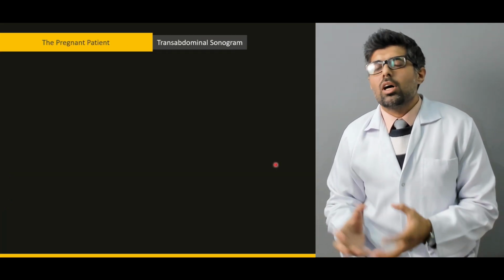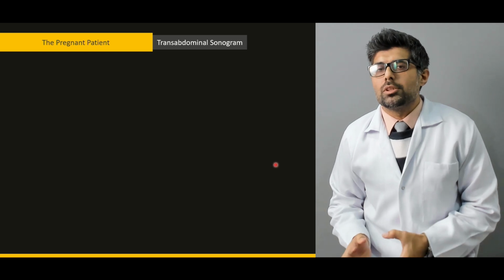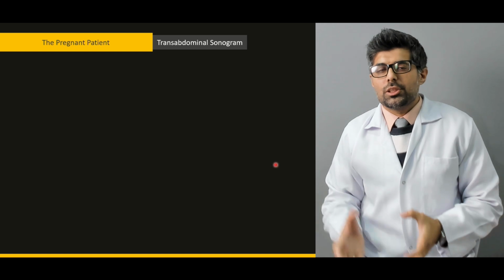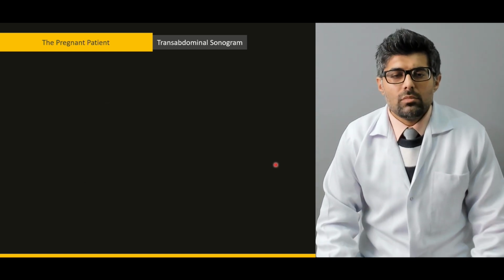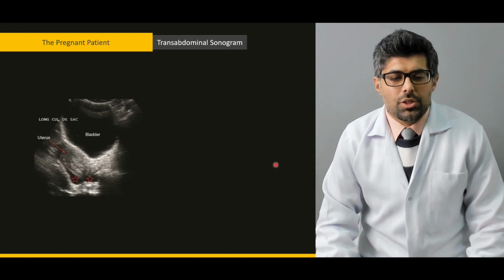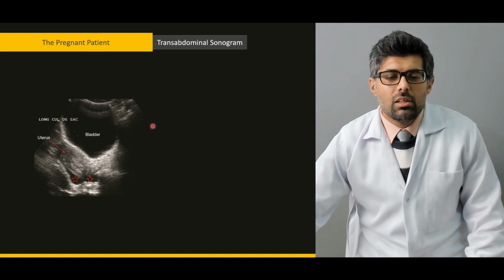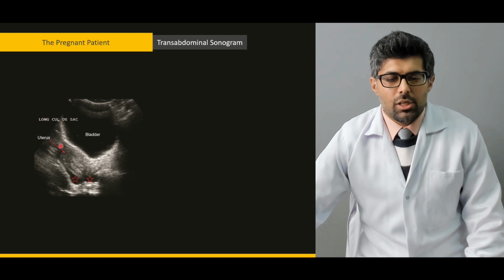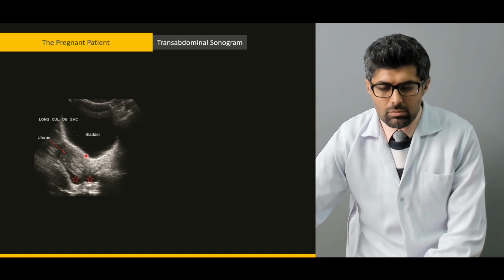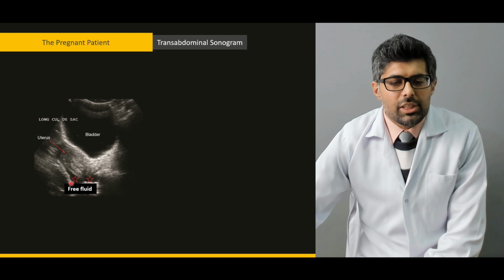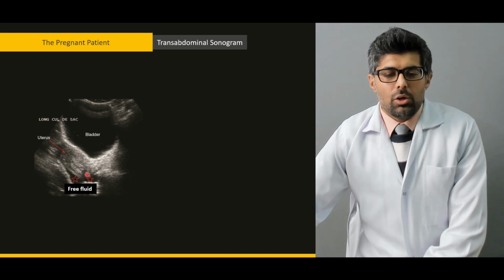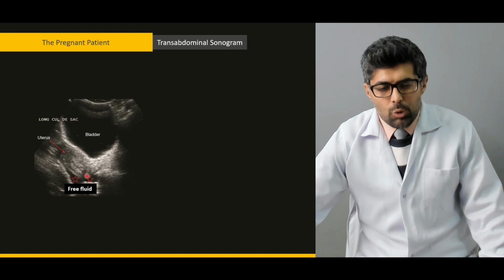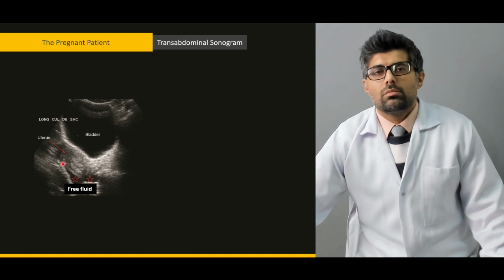Now, here are some examples of the images that I just mentioned. For the pregnant patient, as you can see, this is her bladder, this is the uterine wall, and this is the free fluid. Now, free fluid outside the uterus can mean a lot of things.